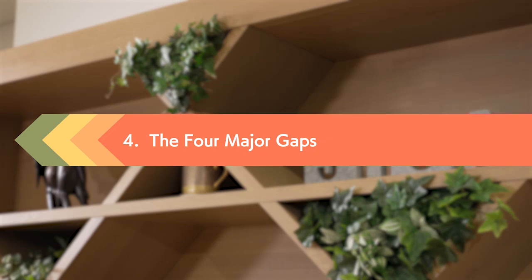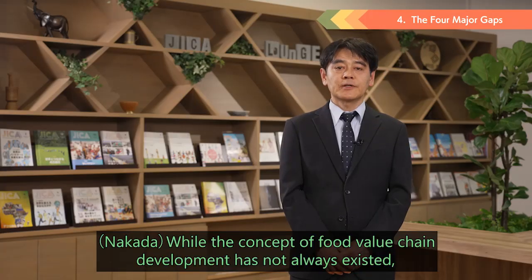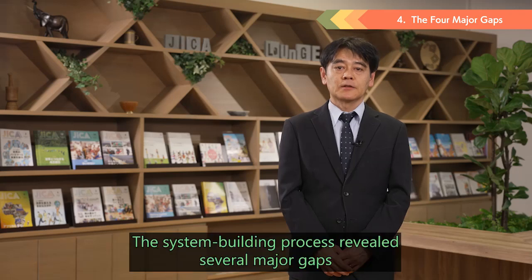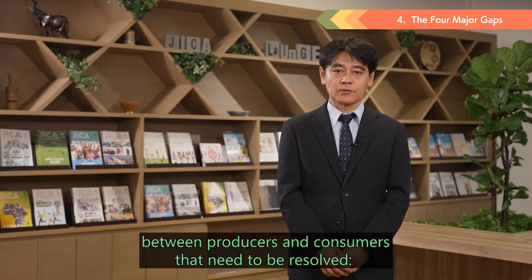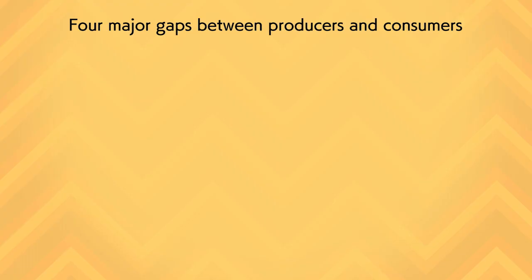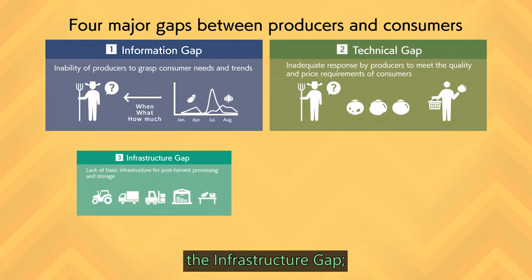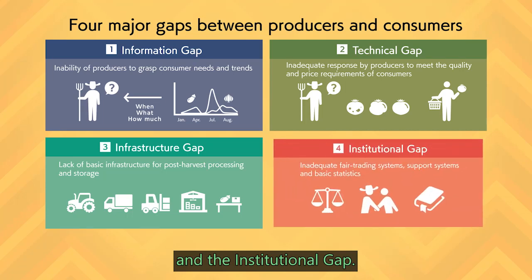4. The four major gaps. While the concept of food value chain development has not always existed, Japan has been building a food value chain system for over 100 years. The system-building process revealed several major gaps between producers and consumers that need to be resolved: the information gap, the technical gap, the infrastructure gap, and the institutional gap.